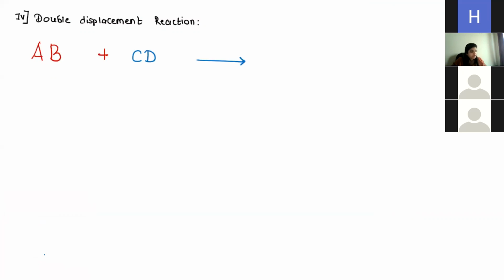We have the next reaction, the fourth one, which is called a double displacement reaction. In a double displacement reaction, you will have two compounds, AB plus CD. Now what will happen? A will go with D and C will go with B. So you will get AD plus CB.